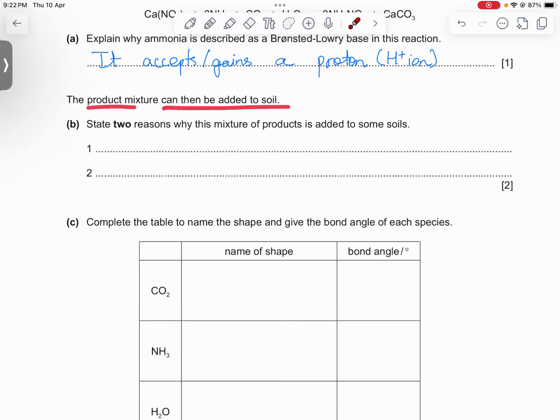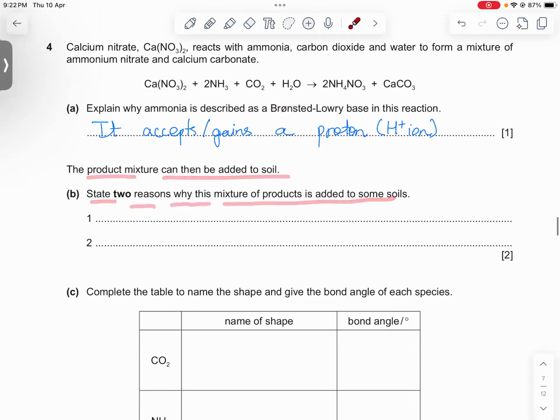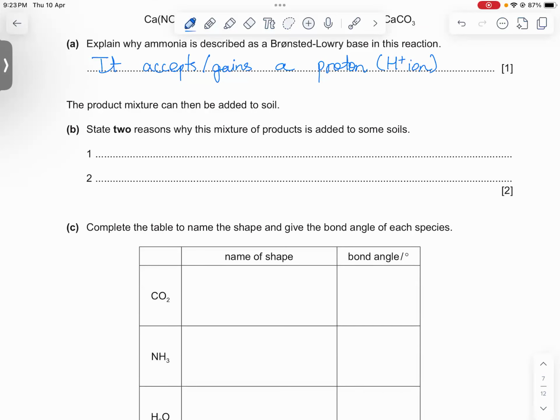The product mixture can then be added to soil. State two reasons why this mixture of products is added to some soils. Two reasons are very good. First of all, it contains nitrates, which will give nitrogen content to the soil, helping plants grow. So it is a fertilizer. And then what does calcium carbonate do? Beta, calcium carbonate is called limestone and it is chalky in nature. And in agriculture, the one use of calcium carbonate that you should study is that it helps neutralize the soil if the soil is acidic in pH.